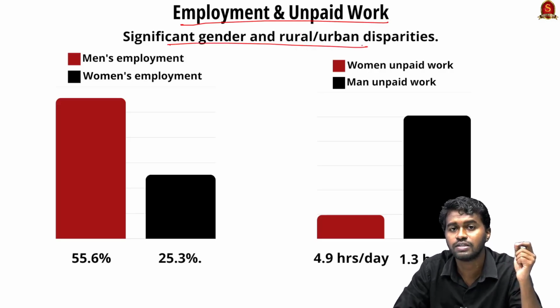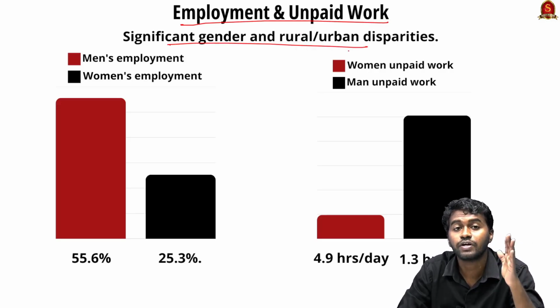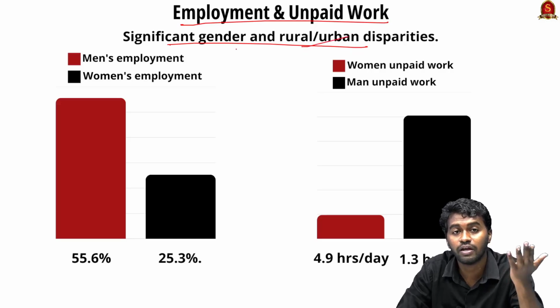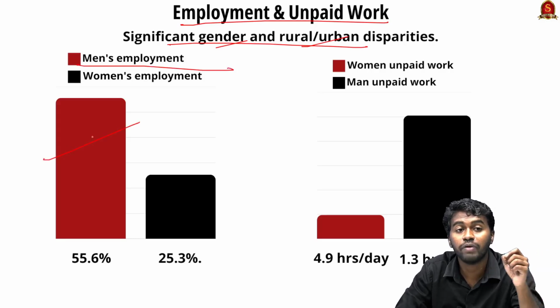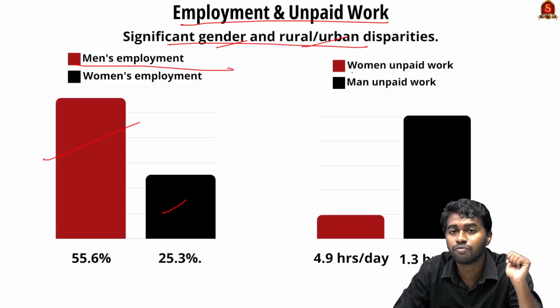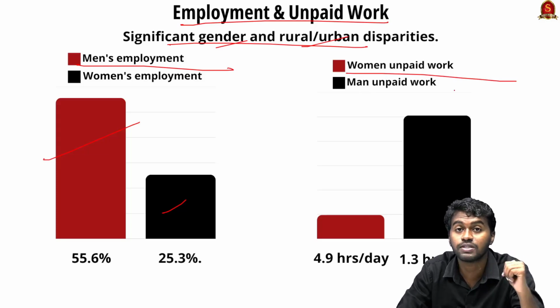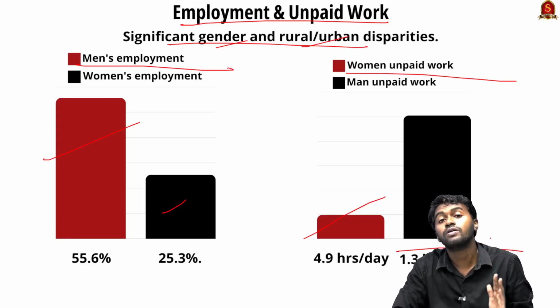And coming to the first important highlight, that is employment and unpaid work. This area shows a significant disparity between men and women, in rural and urban areas. If you take employment itself, the employment rate of men is 55%, while for women it is only 25.3%. And if you take the time for unpaid domestic services, women spend nearly 4.9 hours per day, while men spend only 1.3 hours per day.